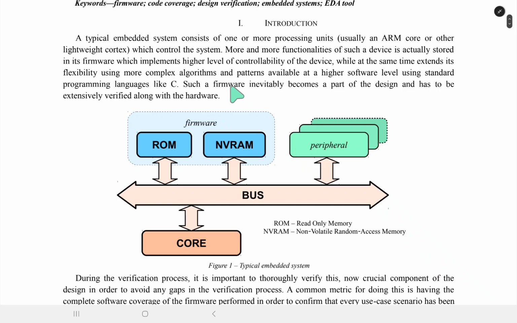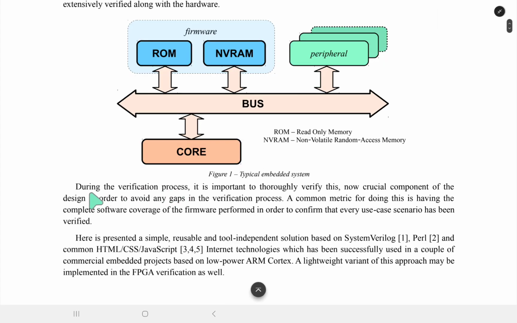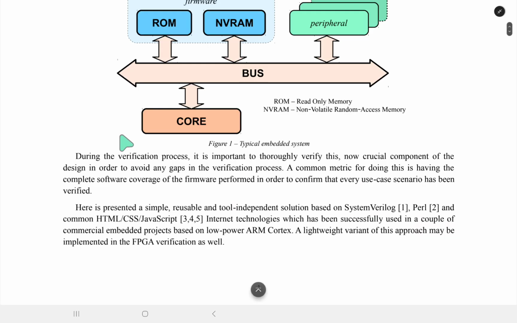Such firmware inevitably becomes a part of the design and has to be extensively verified along with the hardware. Figure 1. Typical embedded system. During the verification process, it is important to thoroughly verify this crucial component of the design in order to avoid any gaps in the verification process. A common metric for doing this is having the complete software coverage of the firmware performed in order to confirm that every use case scenario has been verified.